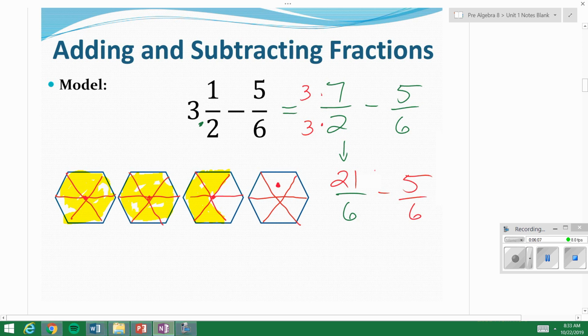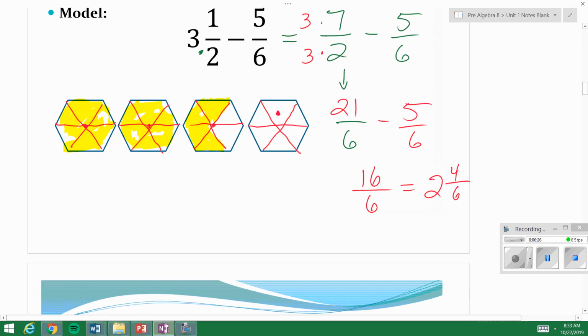Okay? 21/6 take away 5/6 is going to leave me with 16/6, which does convert to exactly what we're seeing here. It converts to 2 and 4/6. And now that's great. We can see 2 and 4/6 being articulated there. But you might also be realizing that this can actually convert to a simpler fractional part. Okay, this converts to 2/3.